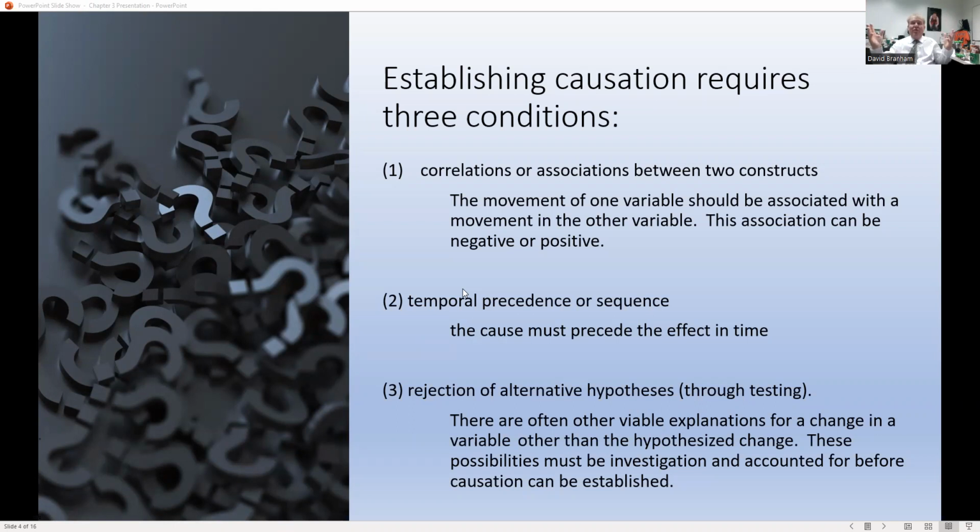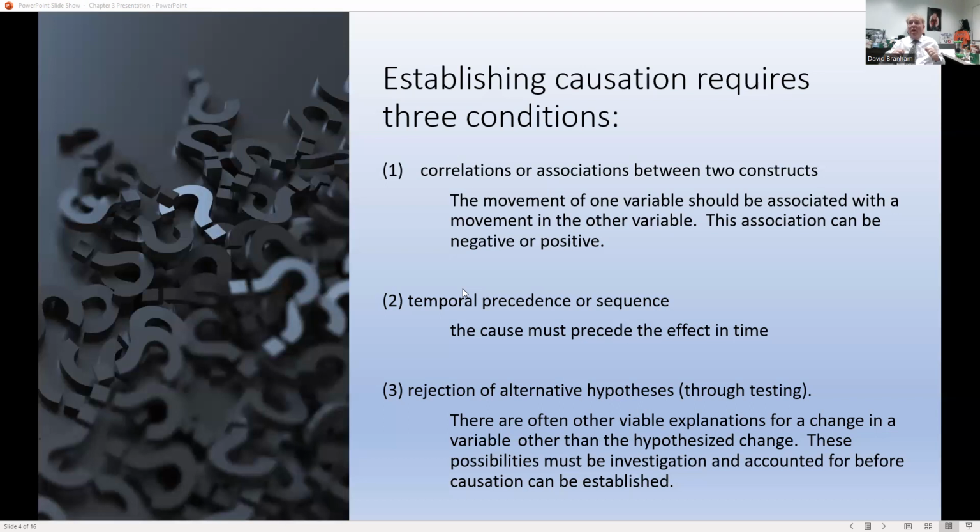For instance, there's horsepower and gas mileage. The more horsepower you have, the less gas mileage you have. It's a negative correlation, and it's probably causal in nature. So that's pretty easy to see that that's causal, but it meets the first thing that you need to have, which is an association: the higher your horsepower, the lower your gas mileage.